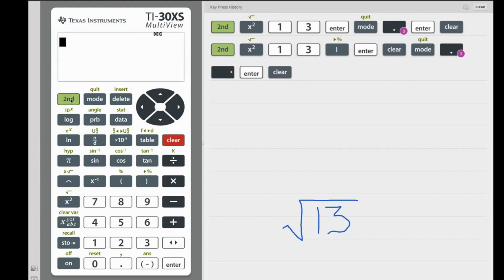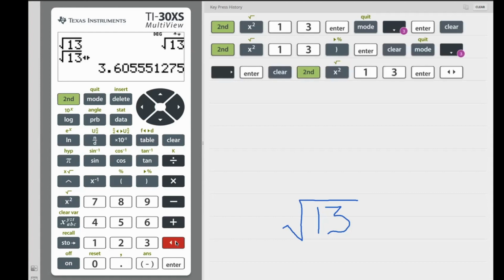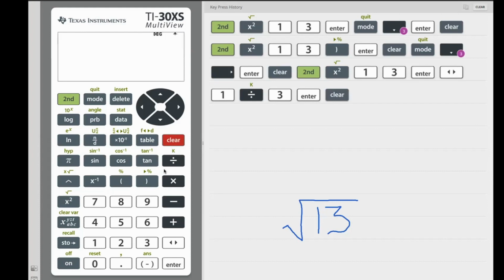Okay. So imagine you did your second and your square root because you wanted to do the square root of 13, and you press enter, and there's your calculator being stubborn. Not the answer I wanted, calculator. Right above the enter key, there's this little button here with an arrow facing left and an arrow facing right. Click that. That's the quick convert button, and you can force your calculator to give you the decimal answer in a hurry.